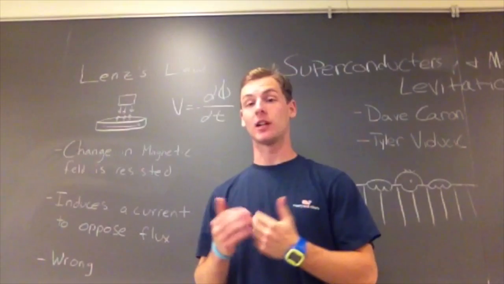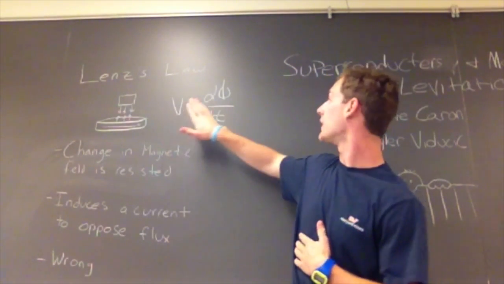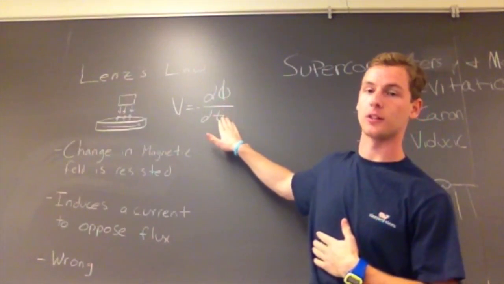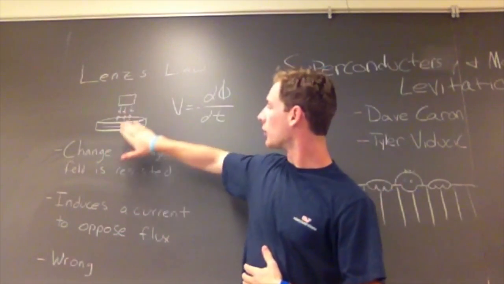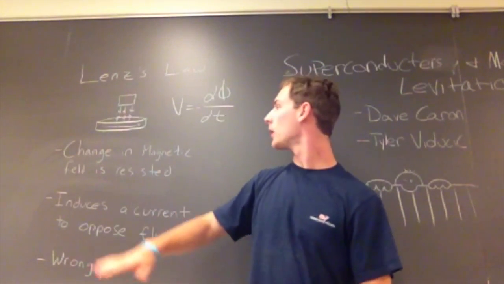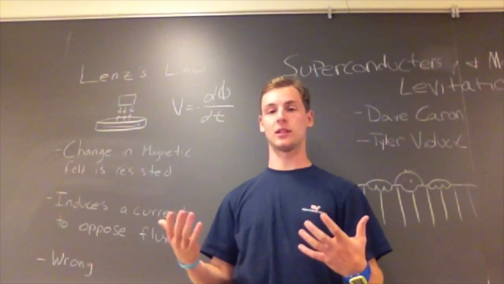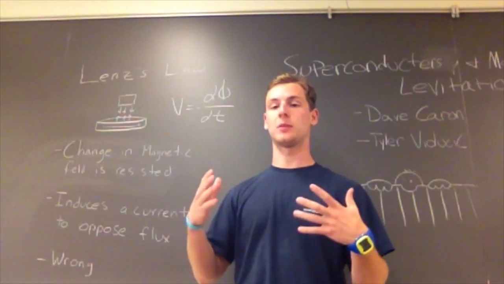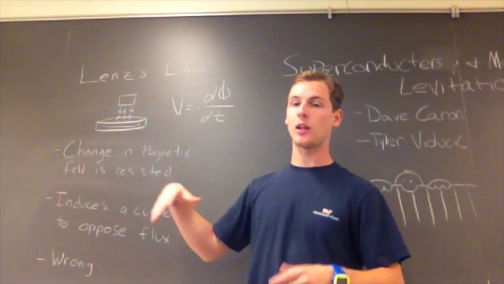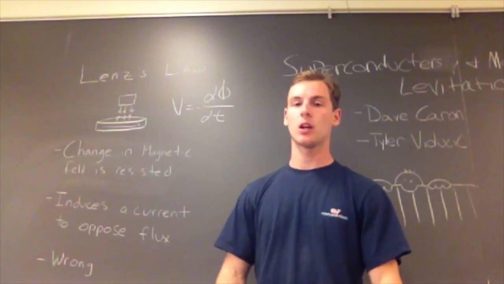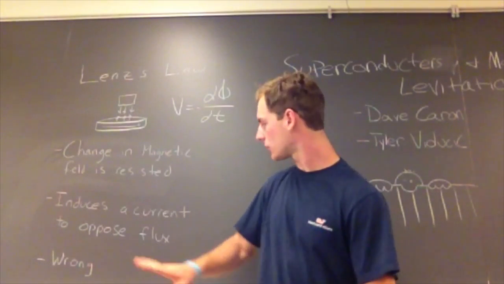Commonly, it was thought to be Lenz's law. Lenz's law is where there's induced voltage based on a change in the magnetic field over time. So, as you bring a magnet close to a superconductor, you're going to change the magnetic field. There's going to be an induced voltage, and because of the low temperatures and low resistances of a superconductor, there's going to be a very strong current that opposes the motion and levitates the magnet, which makes sense thinking about, but it's not actually the case.